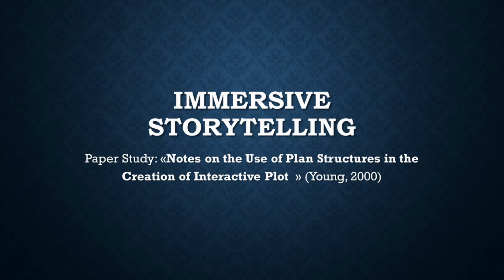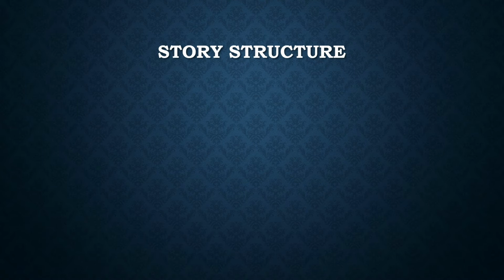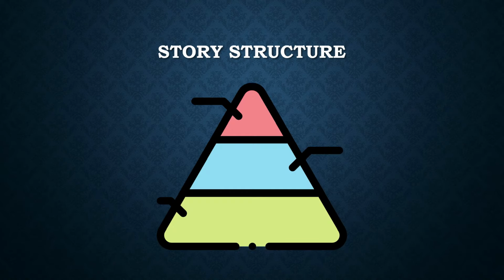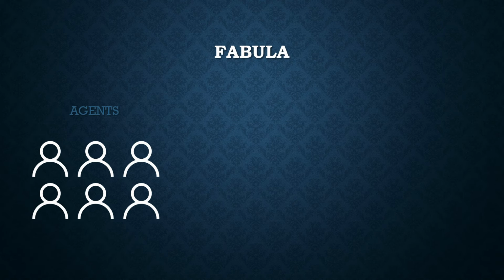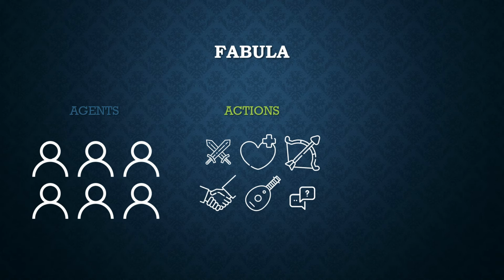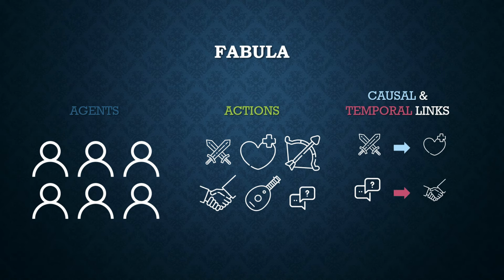Everything starts with the claim that in almost every narrative theory, you can find the same key feature in the structure of the story. It is characterized hierarchically. At the lowest level, you have the fabula, then the story, and finally, at the highest level, the text. The fabula is the set of agents populating the story worlds and actions these agents can perform. These actions are linked together by causal and temporal links.